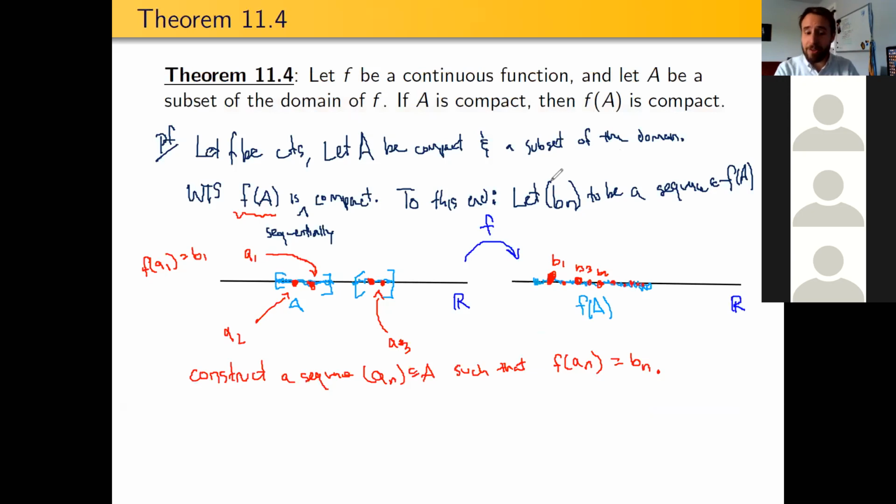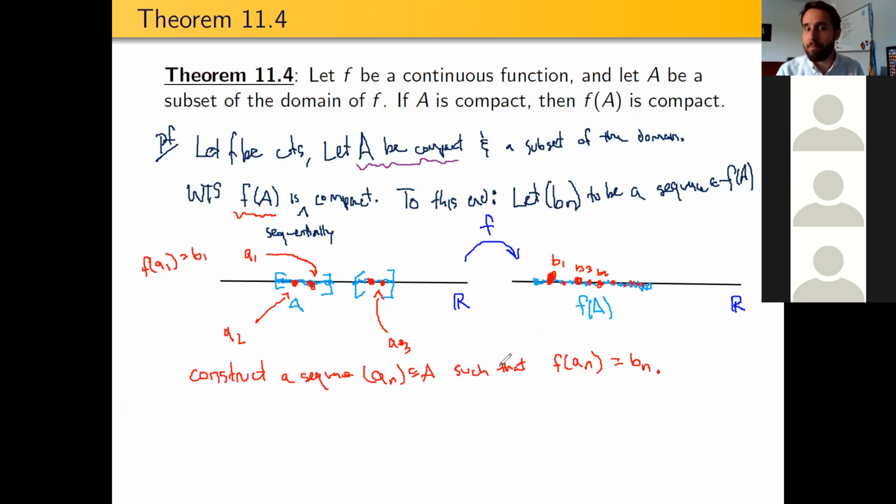So now things are getting exciting because we have a sequence in A, and we know something about A. We know that A is compact, right? And actually, this is a fun time to point out: I have not used either of the assumptions in the proof yet. I haven't used the fact that f is continuous, nor that A is compact in this argument. So now we get to use the fact that A is compact.